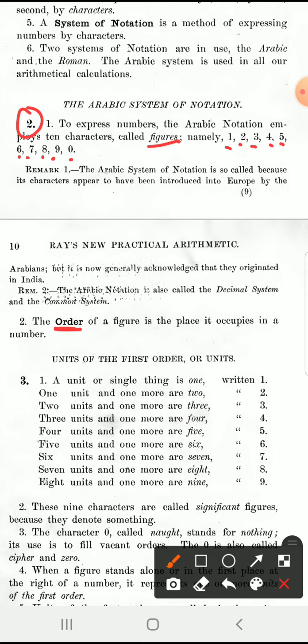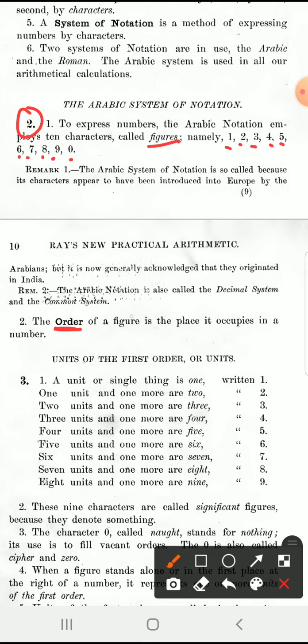The first remark says, "The Arabic system of notation is so called because its characters appear to have been introduced into Europe by the Arabians." So it's called Arabic because the numbers or symbols were introduced into Europe by the Arabian people. But it is now generally acknowledged that they originated in India. So the Arabic system was believed to have originated with the Arabians, but now it's believed that it started in India.